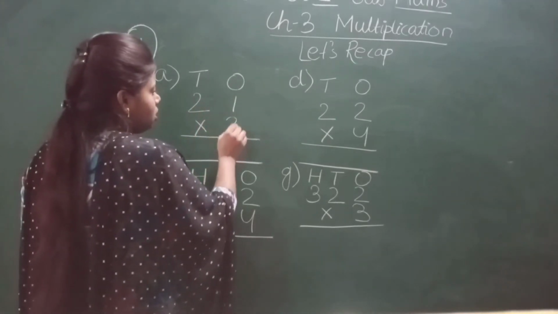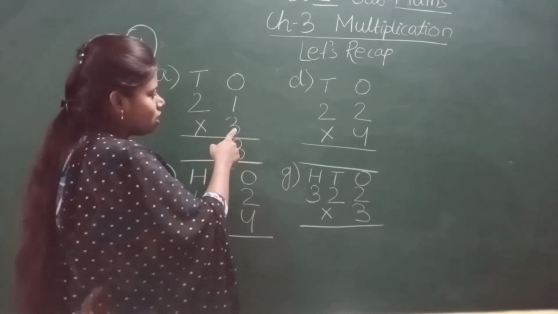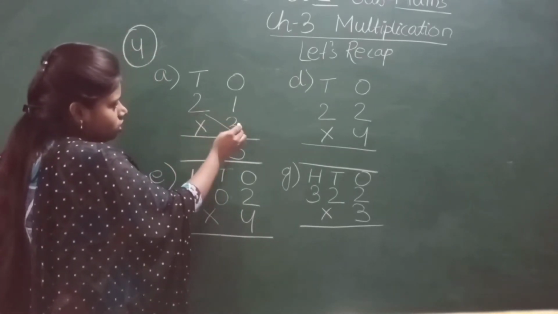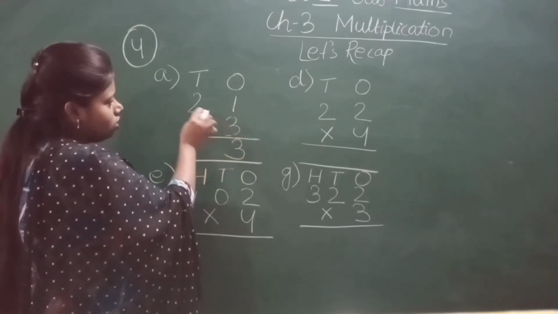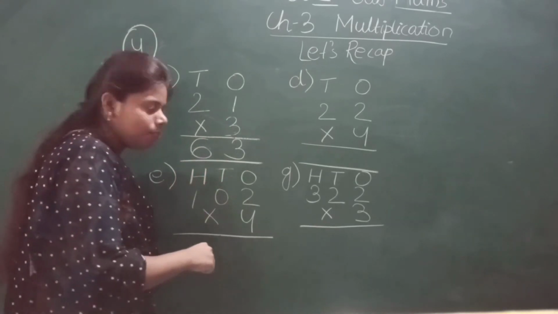Okay, first you will multiply this with this. 3 1s are 3. Okay, you have to read the 3 table. 3 1s are 3. Then again you have to multiply this way. Okay, first this way, then this way. Now 3 1s are 3. 3 2s are how much? 3 2s are 6. Okay, done.